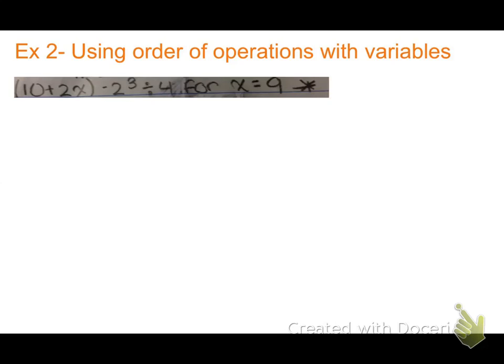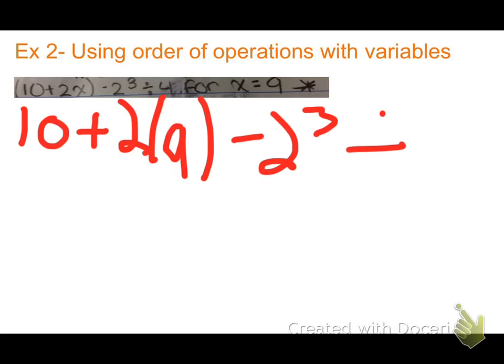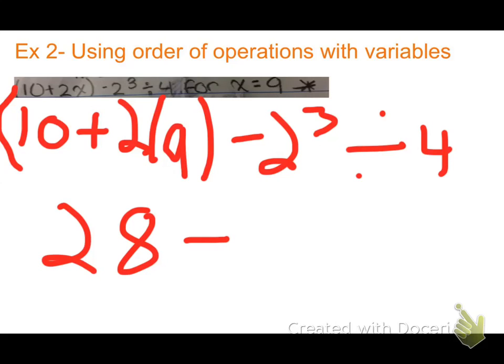Now we go on to example 2, which is 10 plus 2x minus 2 to the third power divided by 4, where x equals 9. So now you have to plug in 9 for x, so it'd be 10 plus 2 times 9 minus 2 to the third power divided by 4. Now you simplify everything in the parentheses, and that would be 10 plus 18, and that equals 28, and then you do minus 2 to the third power divided by 4.